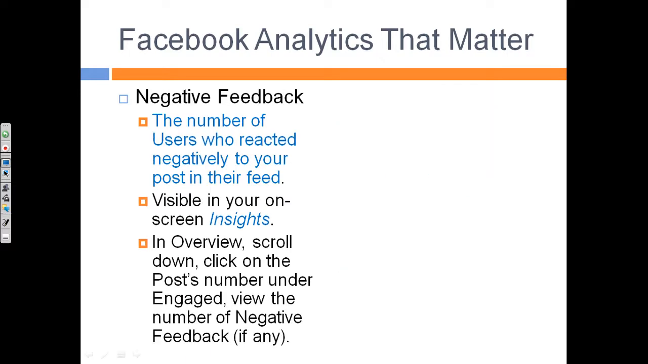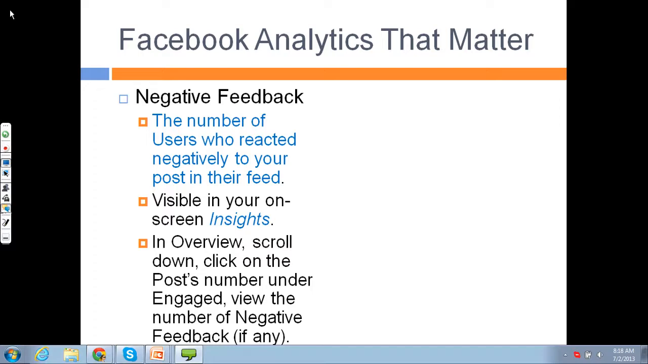Lastly, this doesn't always appear in your posts, but the more popular posts you put up, you're probably going to see some negative feedback. That's the number of users who reacted negatively to your post in their feed, whether they hid it or defriended you or unliked your page. Again, that appears in your overview under your post number under engaged. If you click on that number, it would show you if there is any negative feedback. There will not always be negative feedback by any means, but you're likely to see it a little more often on your more popular posts.